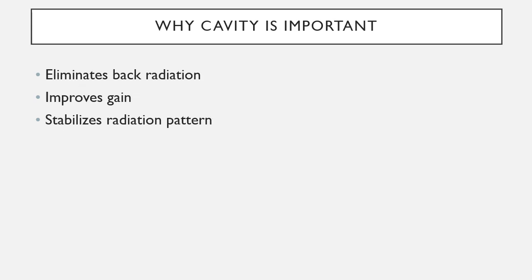The cavity is the most important part of this slot antenna. It plays a crucial role and differentiates it from other antennas. The role of the cavity is that it prevents back radiation, improves gain, and stabilizes the radiation pattern. This is how it is different from other antennas.